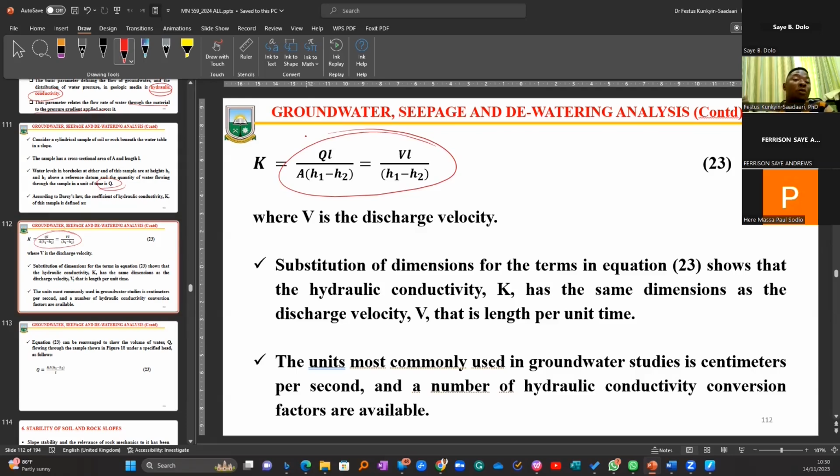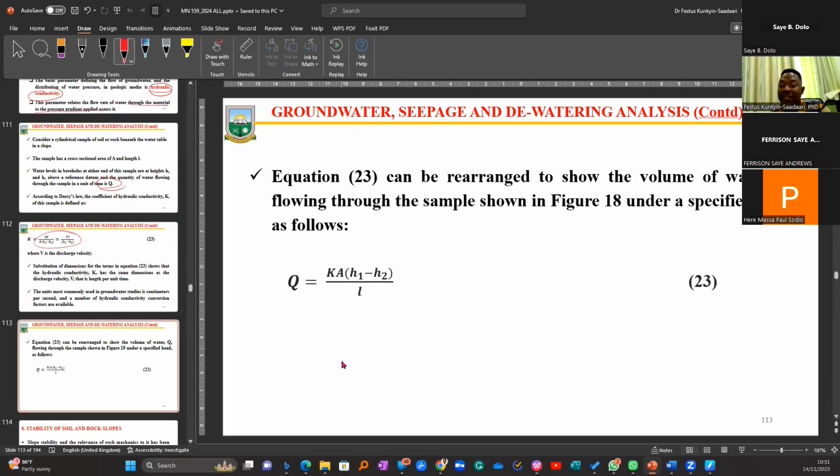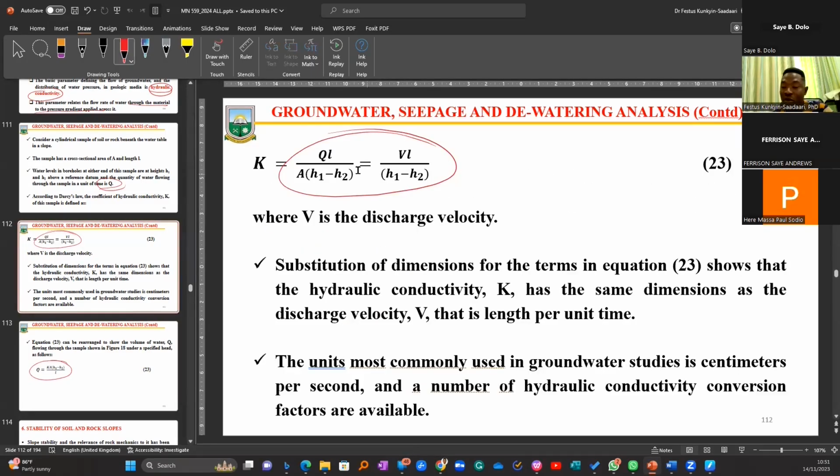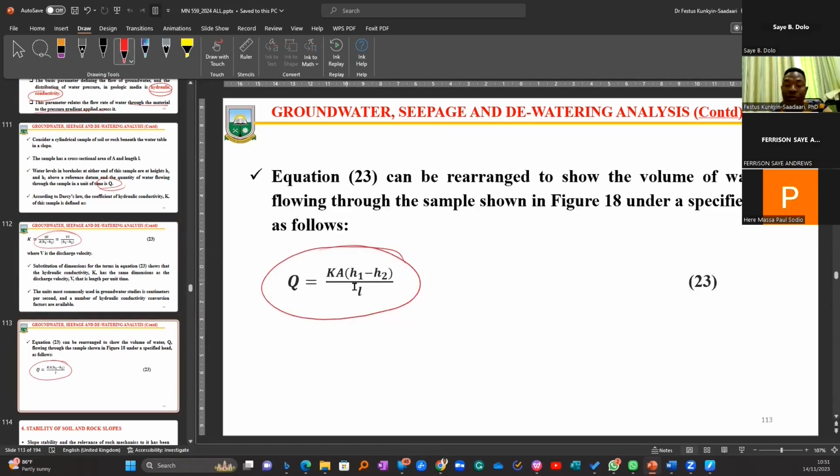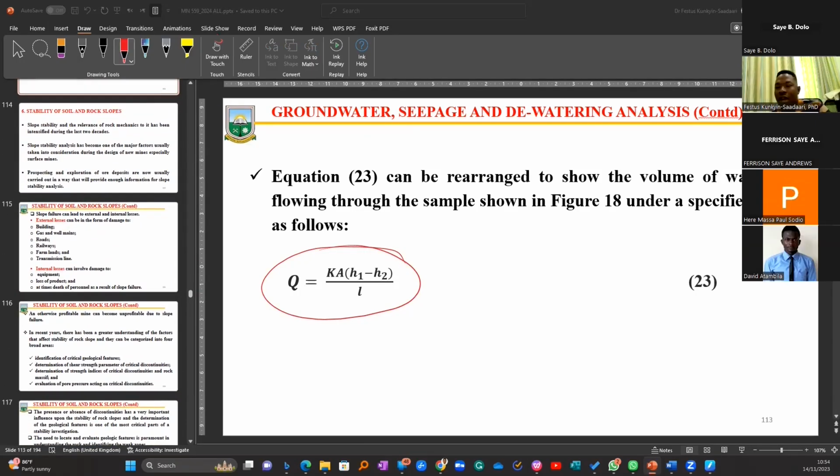So this is a more practical approach in the field when you want to determine the hydraulic conductivity of a material in the field. So let's see. And that formula can also be further refined if I want to determine the Q, just like we saw here. You want to make Q the subject, that can also be done, and then you have this simplified approach.